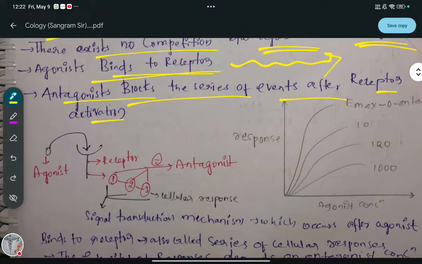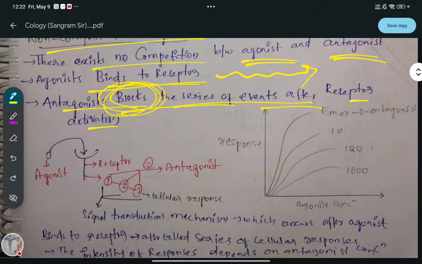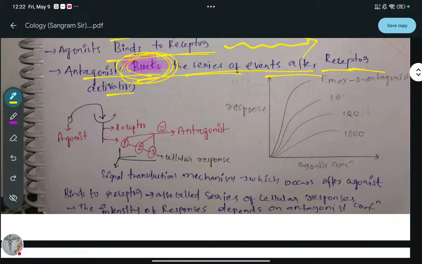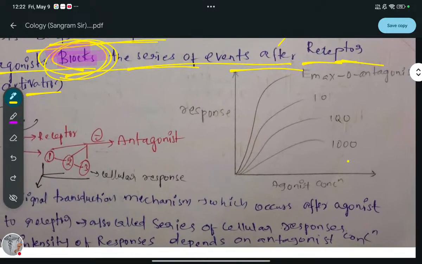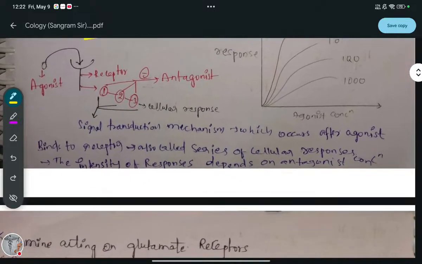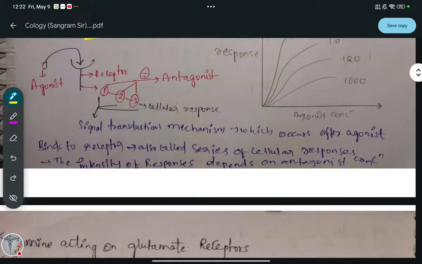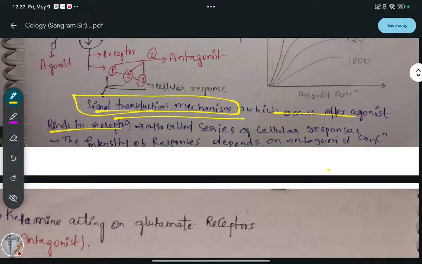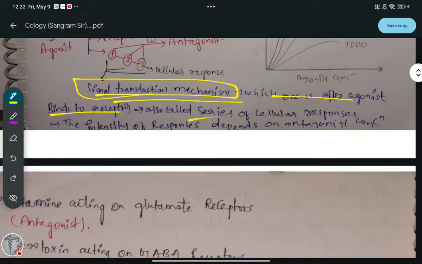After that, the antagonist will come and it will block the series of events after the receptor activation. So the antagonist will block the series of events only. Next, in that case also, the signal transduction mechanism which occurs after the antagonist binding to the receptor is also called the series of cellular response.